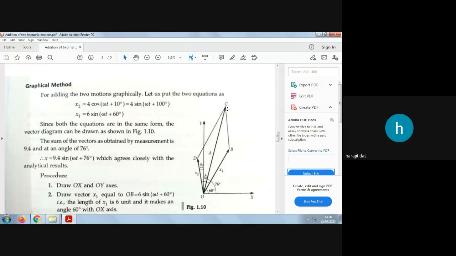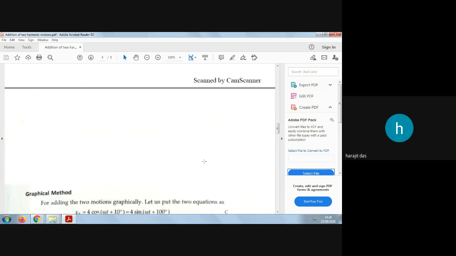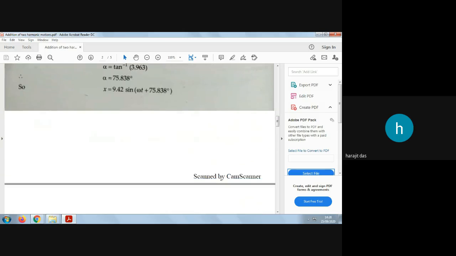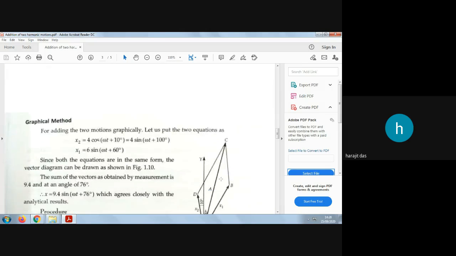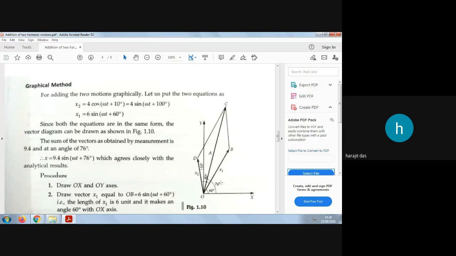If you join it, this line will give you the resultant vector, or the resultant amplitude of the simple harmonic motion. This is capital A, and if you measure this angle, it will be 75.838. In the graphical method it may not be exactly 75.83, it may be 76 or 76.5. So a plus or minus 10% error is considerable.